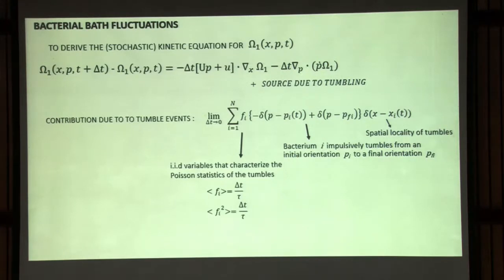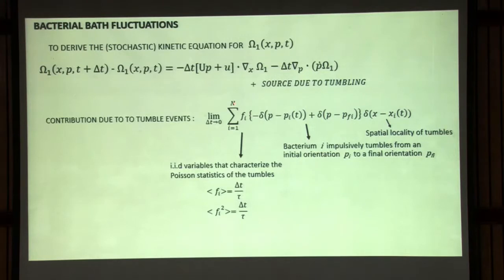So the tumbling is really an instantaneous large change in orientation that occurs with a certain probability, okay? So here is a bacterium tumbling from the initial orientation p_i to a final orientation p_f_i, okay? And I have a random variable in front that obeys certain statistics. So the mean of the random variable is delta t by tau. And that's because the way I would implement this is, I would take a small interval, and say that if the random variable falls within a fraction delta t by tau of that interval, then I implement the tumble, else it goes straight, okay?